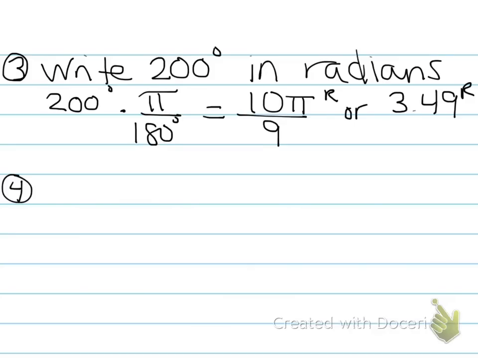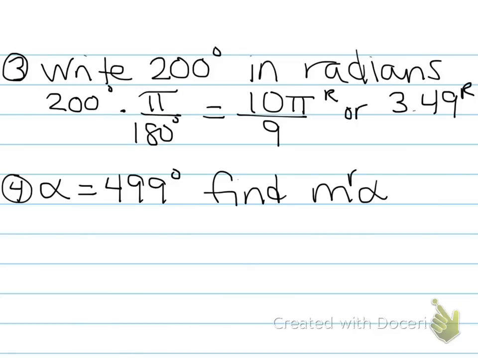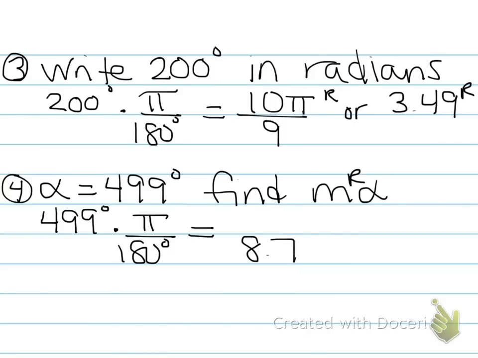And number 4, this will be our last one to wrap up the video for today. 499 degrees. Find the measure of angle alpha in radians. Same thing we've done before. Take our degrees, multiply by pi over 180. When you set this up, this doesn't reduce nicely to give us a friendly answer like 10 pi over 9 did in number 3. So we are just going to get 8.71 radians.